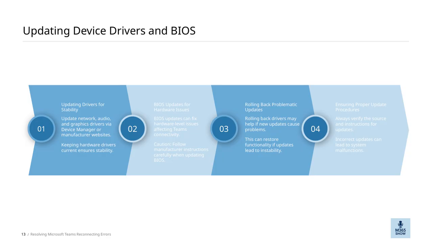Sometimes, after updating drivers, you might find issues instead of fixes. If that happens, rolling back to a previous driver version can often restore stability. This is a useful troubleshooting step if a recent update causes problems. And remember, always verify the source of your updates and follow the official instructions. Incorrect or incomplete updates can lead to system malfunctions, which we definitely want to avoid.